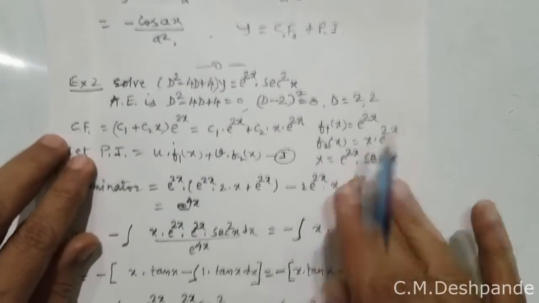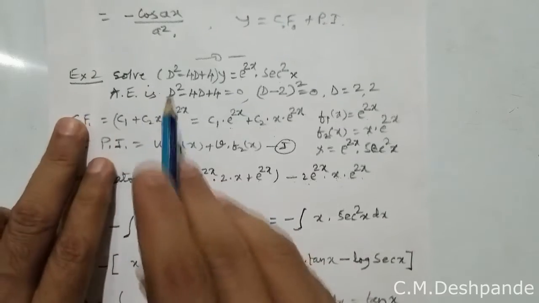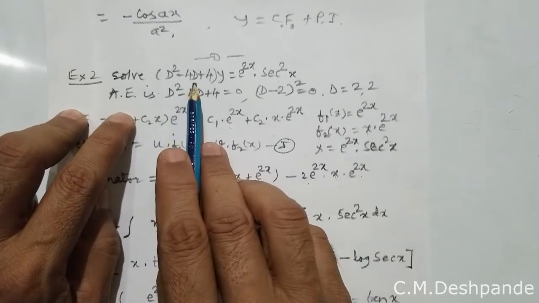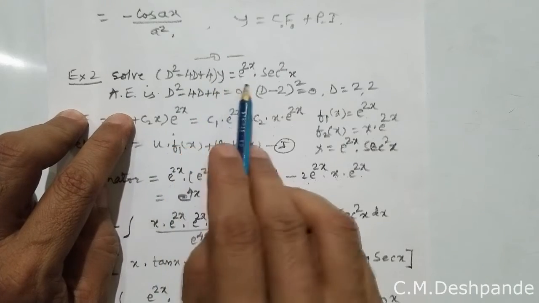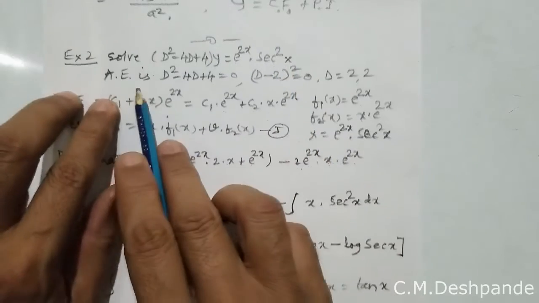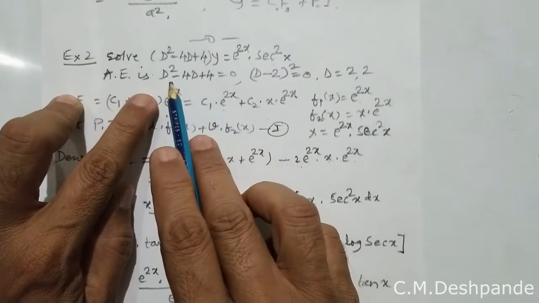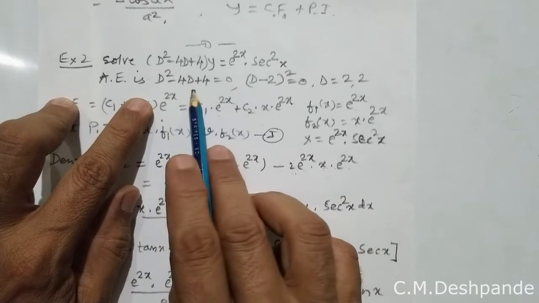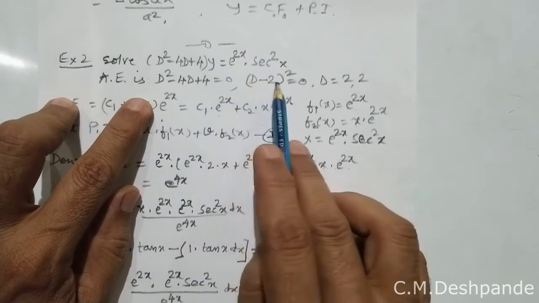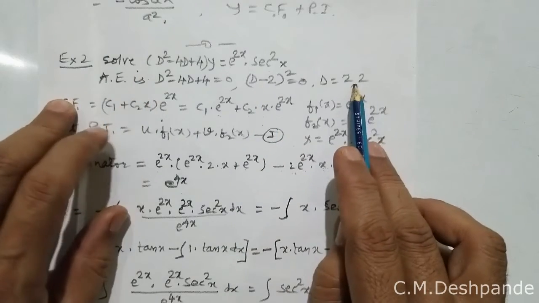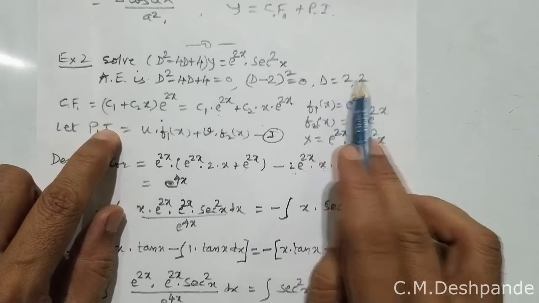yp. Now take another example. Solve d square minus 4d plus 4 operating on y equals e raised to 2x into sec square of x. The auxiliary equation is d square minus 4d plus 4 equals 0. Now factorize the left side. This is the whole square of d minus 2 and gives values of d as 2 and 2. Values of d are real and repeated.